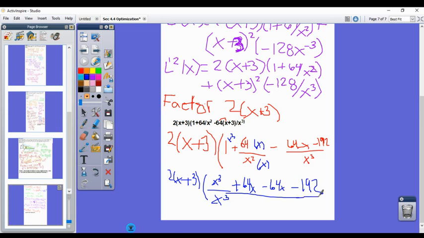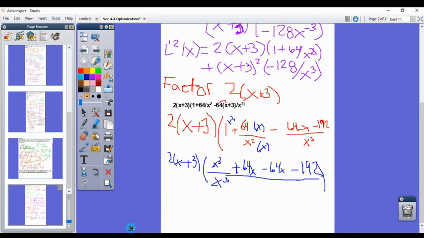All right, almost there. Now I'm just going to simplify. I'm going to end up with 2 times x plus 3 times x cubed minus 192, over x cubed.